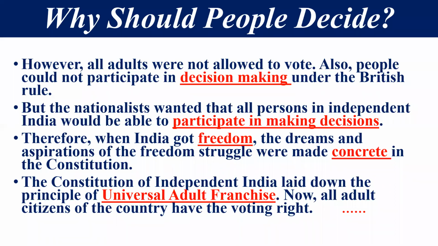So whenever our Indian Constitution was prepared, the principle of universal adult franchise, it means the right to vote, was given to all the citizens. All the adult citizens of the country have the right to vote, right? First of all, this age was 21 years, but after 1989, the age became 18 years, right?